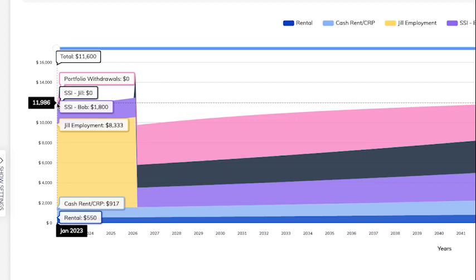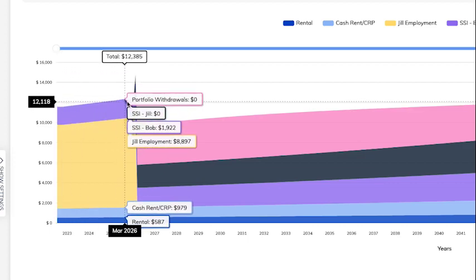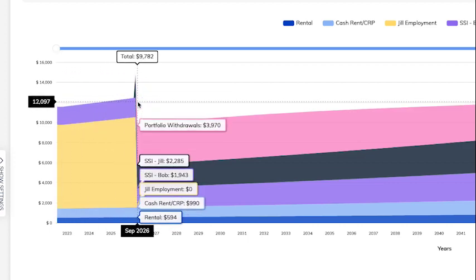Bob's making about $1,800 a month. Jill's making about $100,000 a year, which is $8,333 per month. And then we have some rental income for $917 and $550 right there. So this is going to continue through the next 4 or 5 years or so, until we get to 2026, the end of it there, which is when Jill's planned retirement date is.